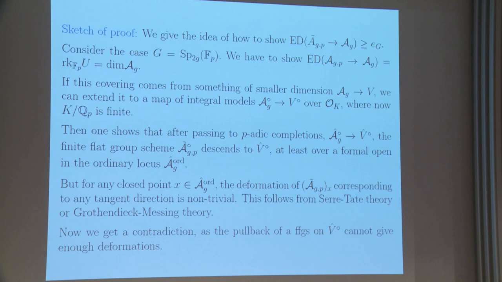Okay, and then you have to do a little bit more, like here when you show it descends, you can always replace something by its normalization in here as well. And then you can descend the finite flat group scheme.